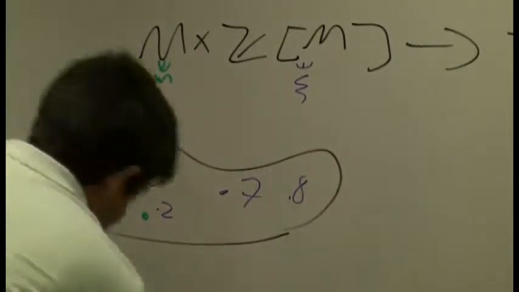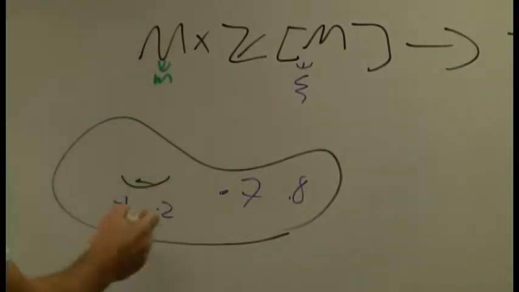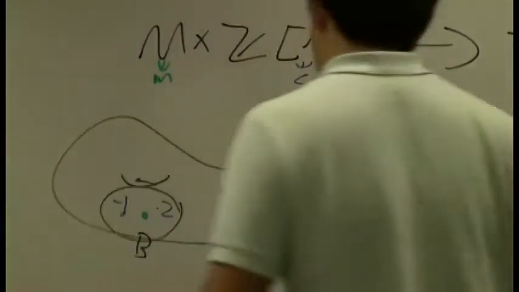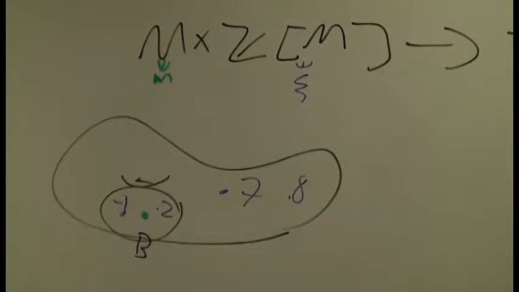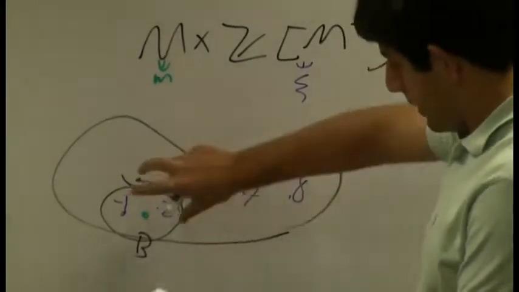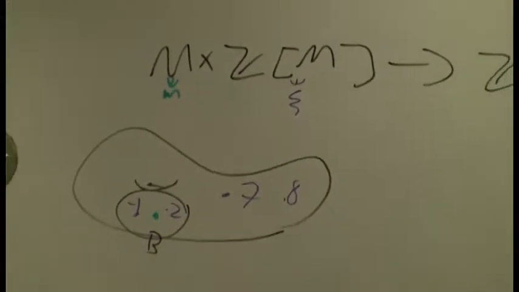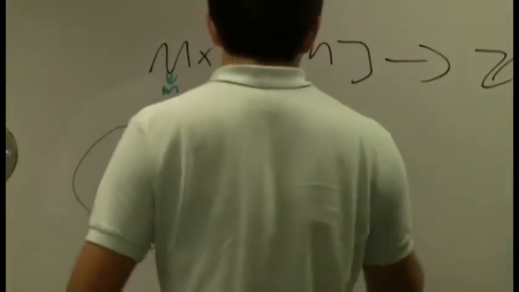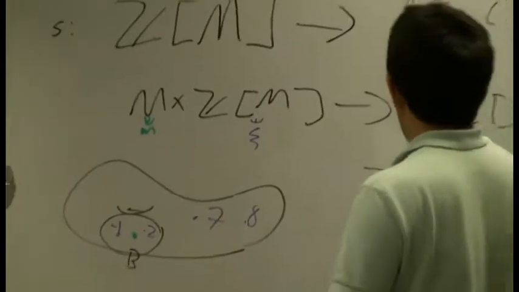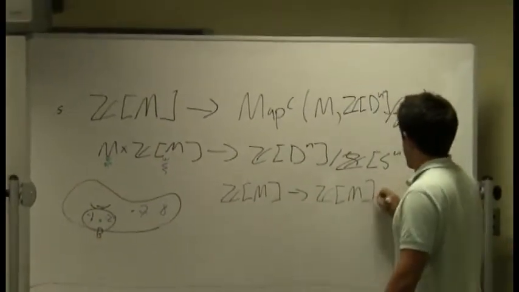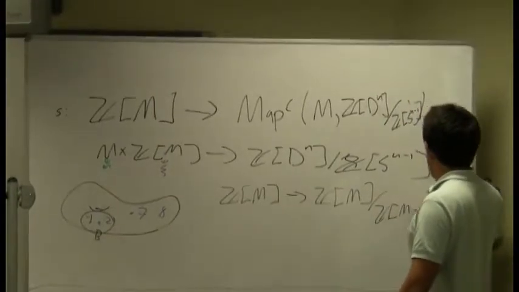What do we do? Well, we pick a ball B around M in some continuous manner, maybe picking a metric on the manifold and using the exponential map to pick some small ball. Maybe it's not that small in this picture. And what we do is, there's a map from Z_M to Z_M mod M minus the ball.